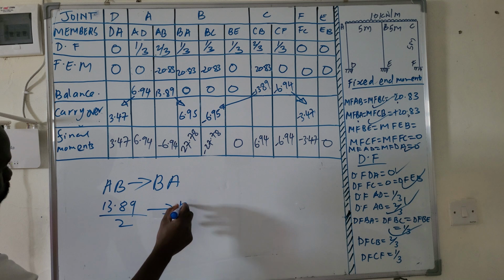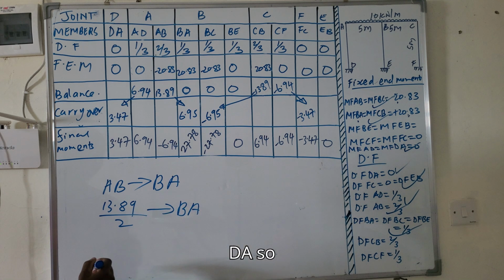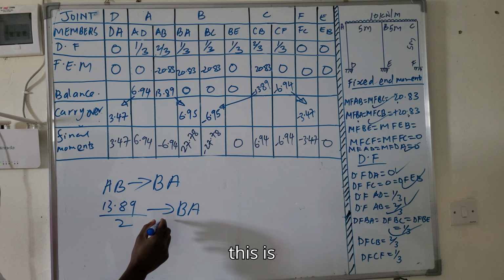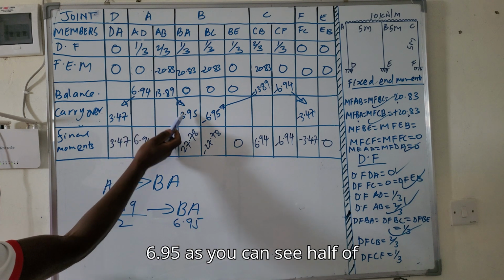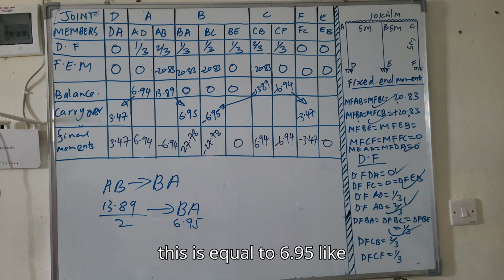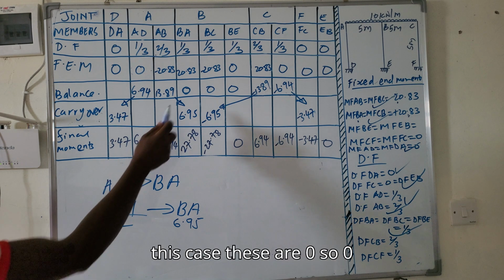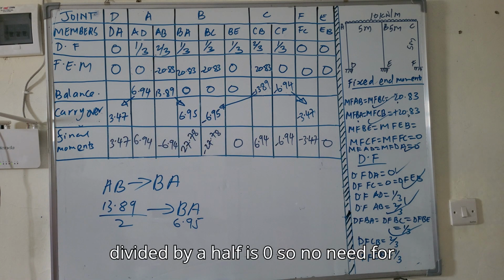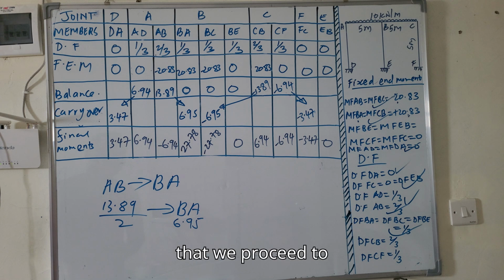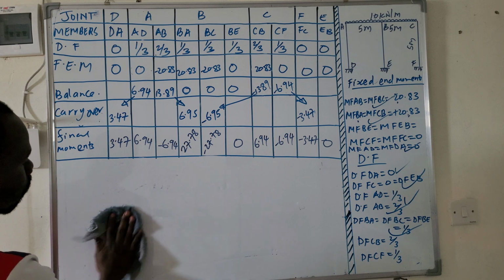Take it to BA. So this is 6.95. As you can see, half of this is equal to 6.95. We proceed to, for this case, these are 0, so 0 divided by half is 0, so no need for that. We proceed to CB.